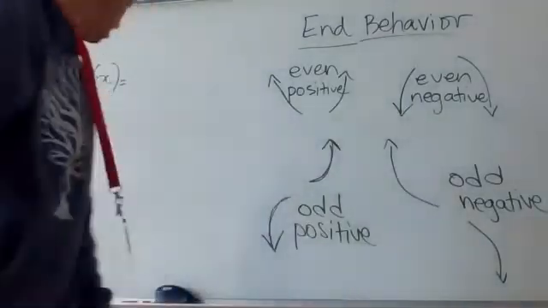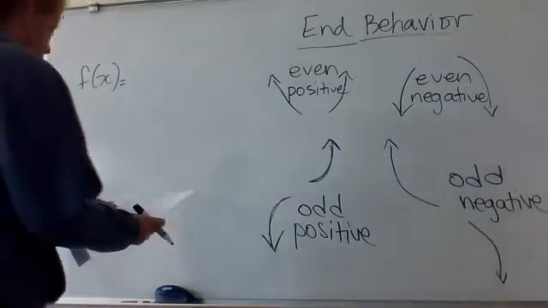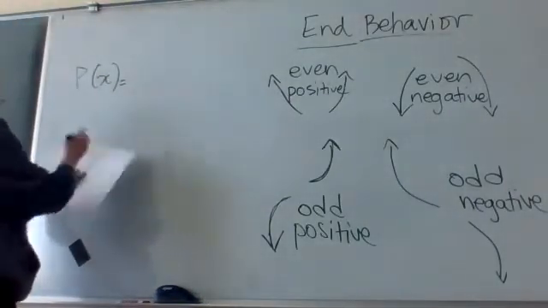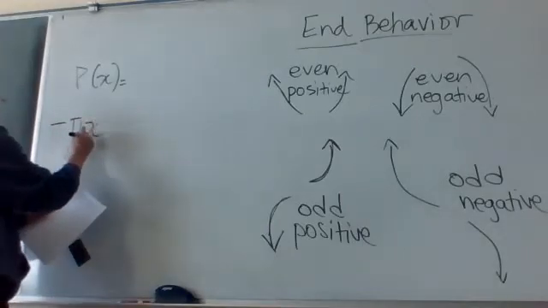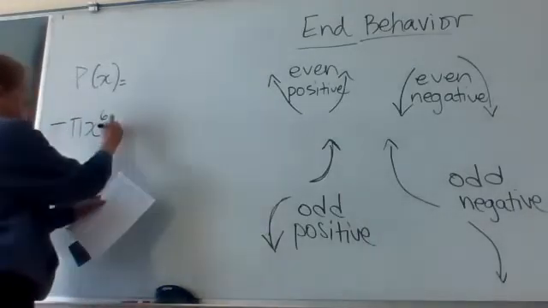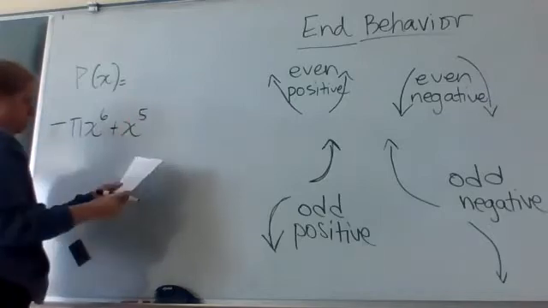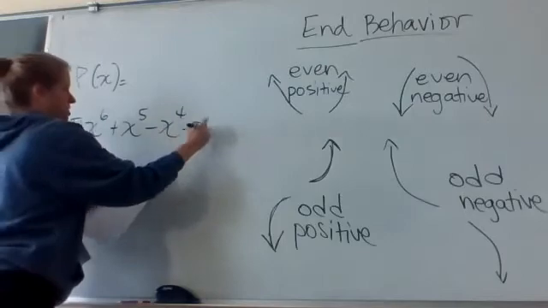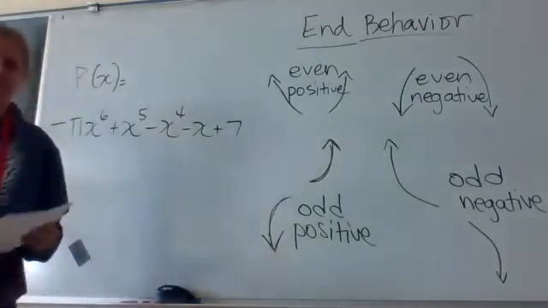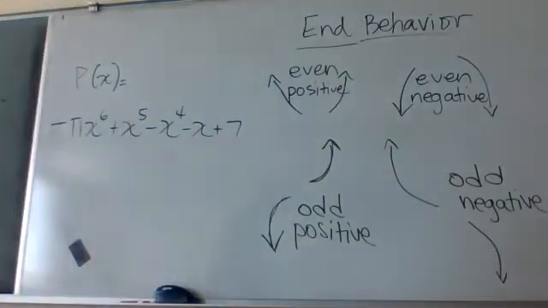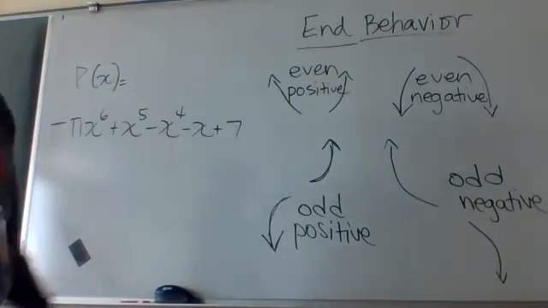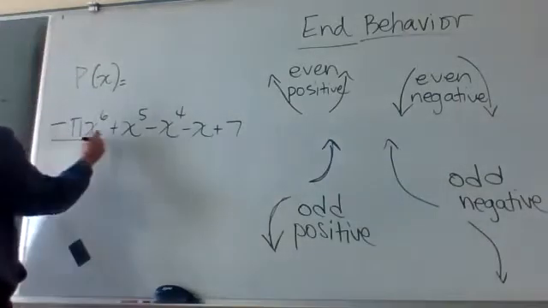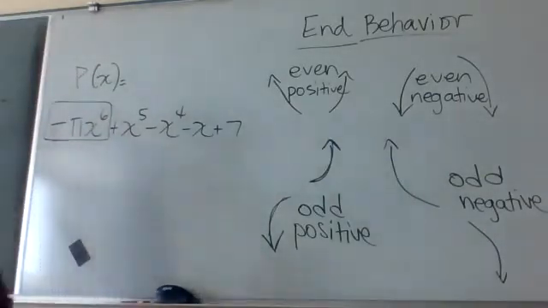All right, number 2, the function is p of x equals negative pi x to the 6th plus x to the 5th minus x to the 4th minus x plus 7. So again, just go find and circle your highest exponent's term, the whole term. So there's what I'm looking at. That has the highest exponent.